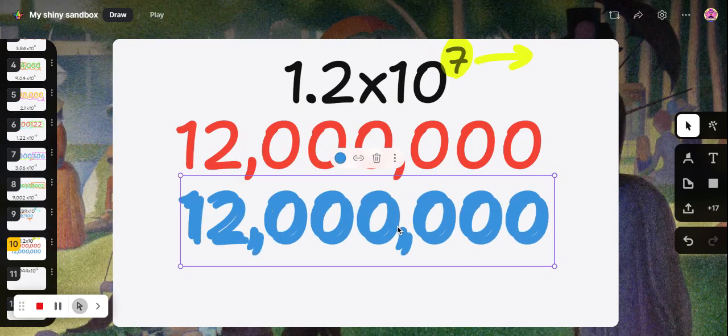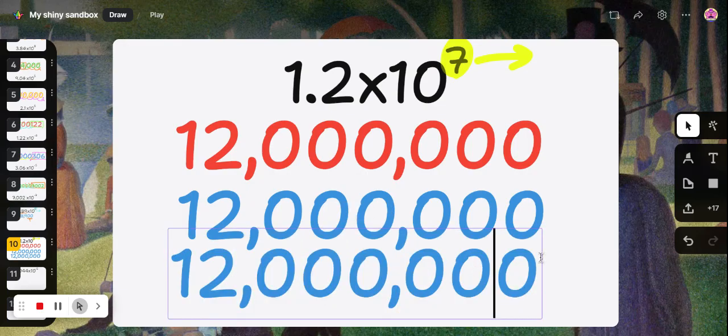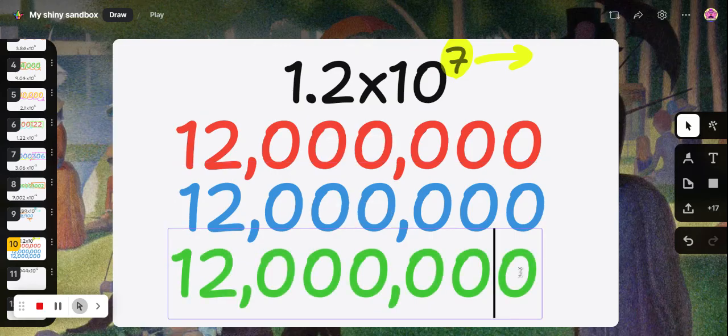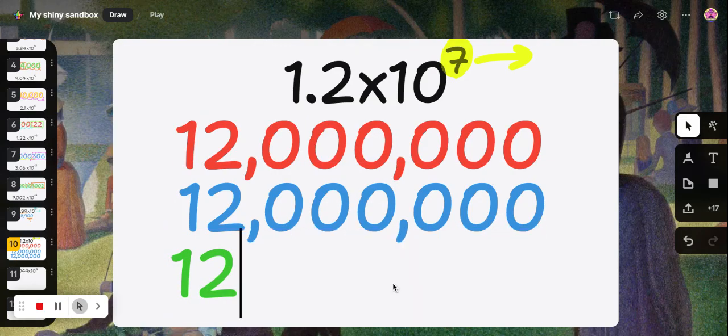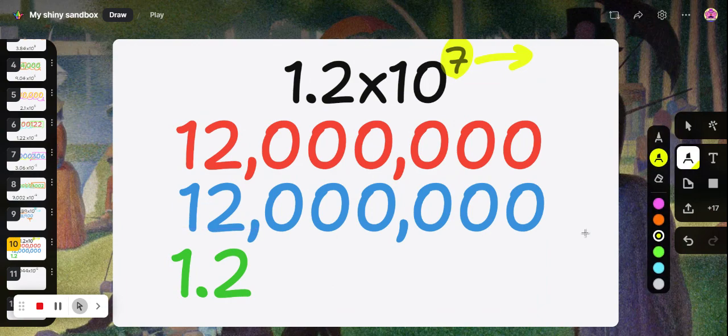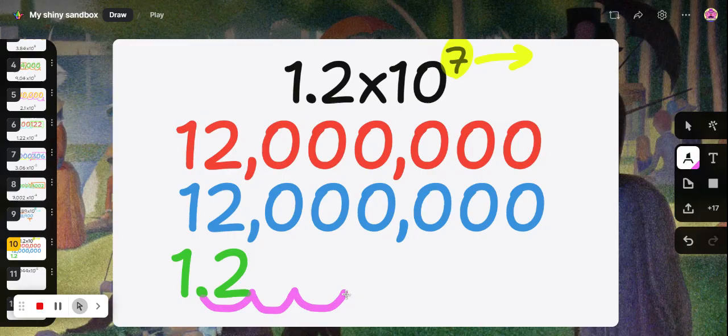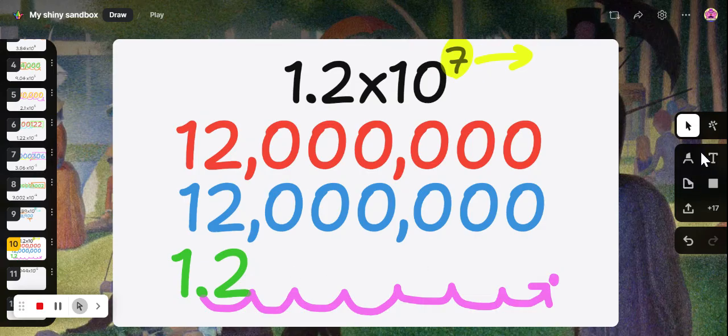Other people like to actually show their jumps. So we can do that. That's our coefficient. Let's show our jumps now. 7 jumps. 1, 2, 3, 4, 5, 6, 7. It's going to go right here now. And then we can fill this in with zeros.